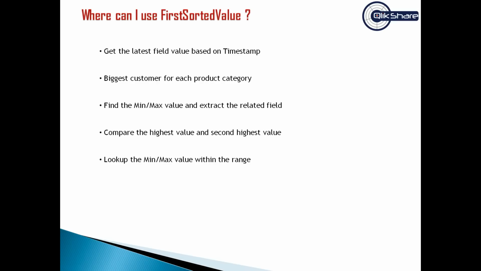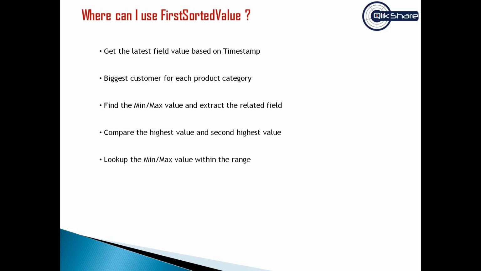Okay, so here are some of the scenarios. Obviously there could be many more scenarios, but here are some of them I can think of. The first scenario is to get the latest field value based on timestamps. You're looking at stock and you want to get the closing stock, so you can use the first sorted value function with your timestamp as the sort weight field and you can get the closing stock. Then, if you wanted to calculate the biggest customer for each product category, so which customer bought the maximum number of units, or probably which customer spent the most money on a specific product.